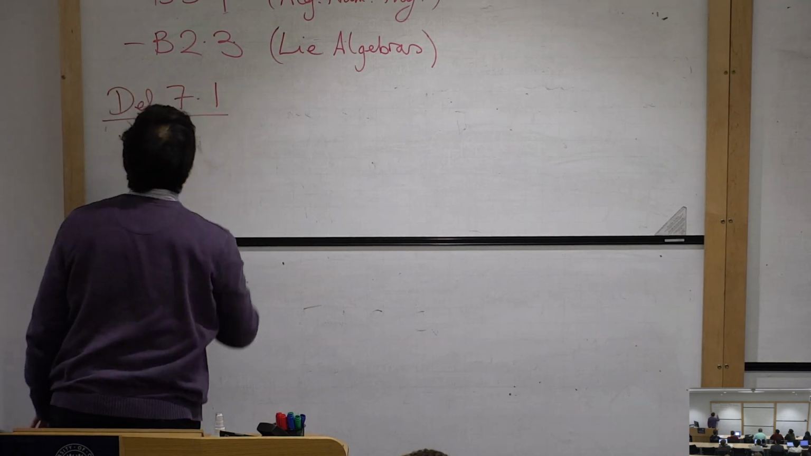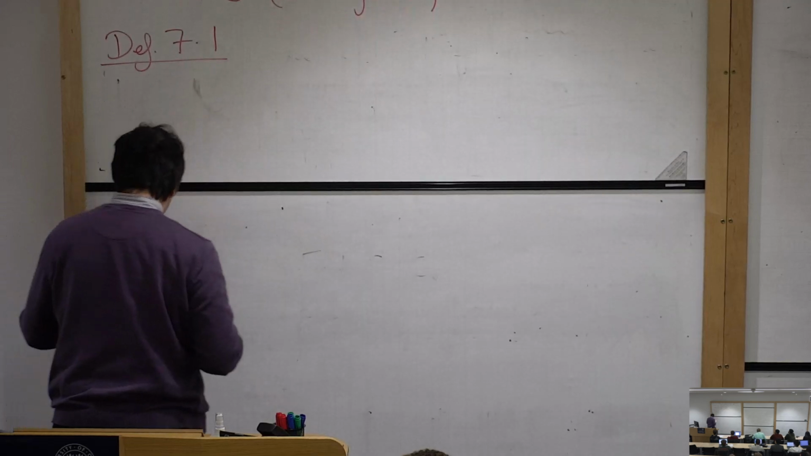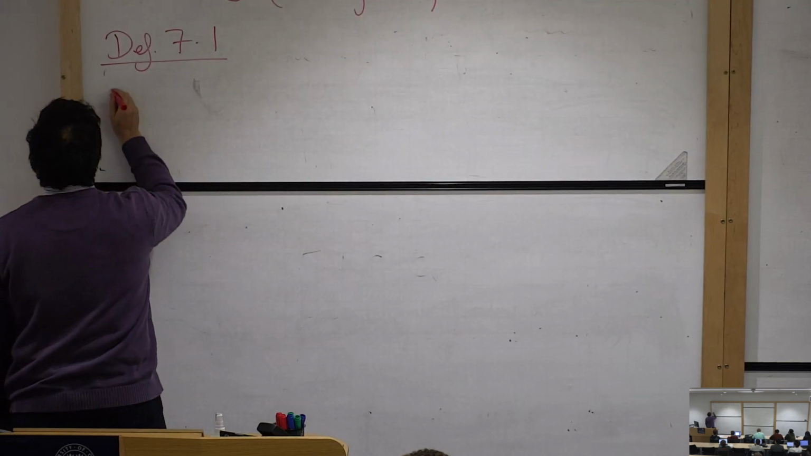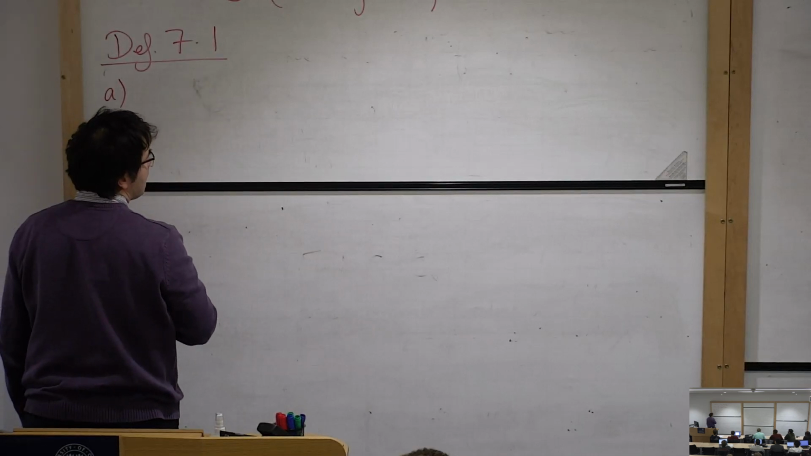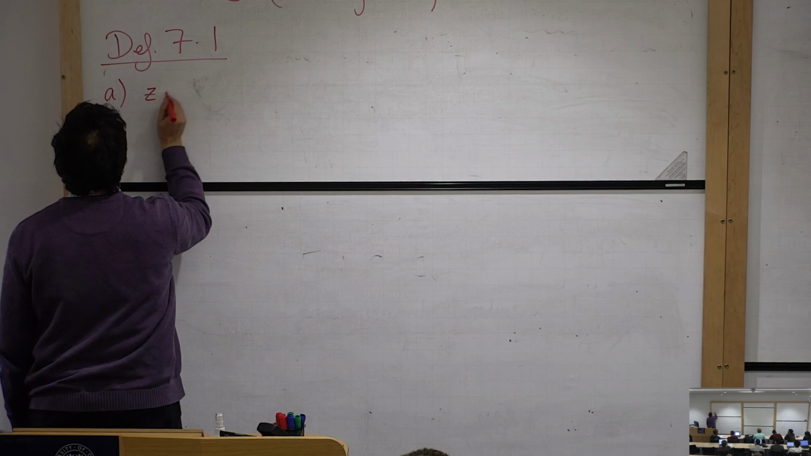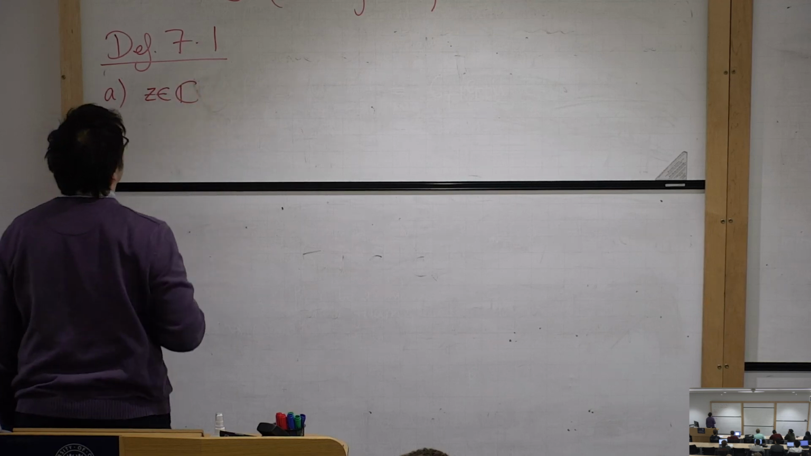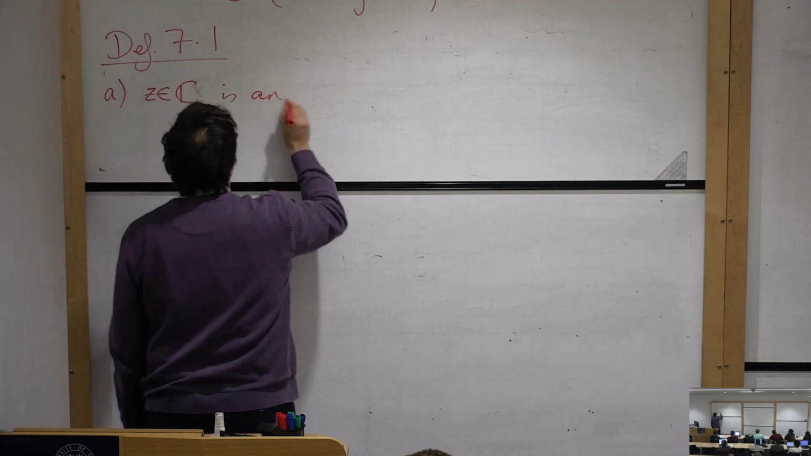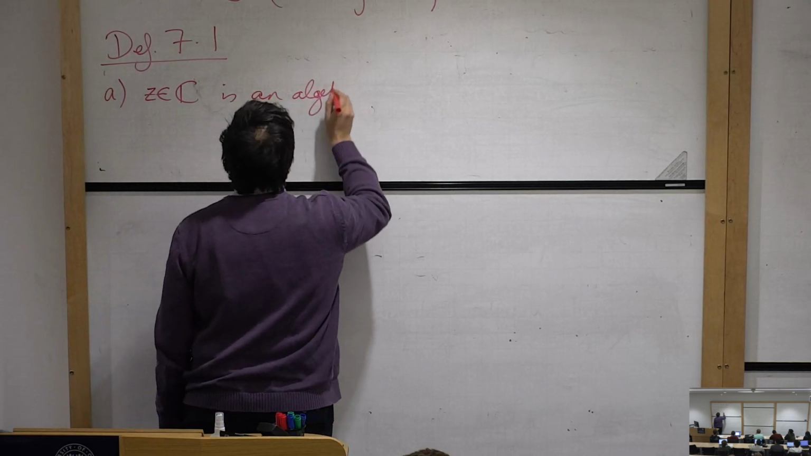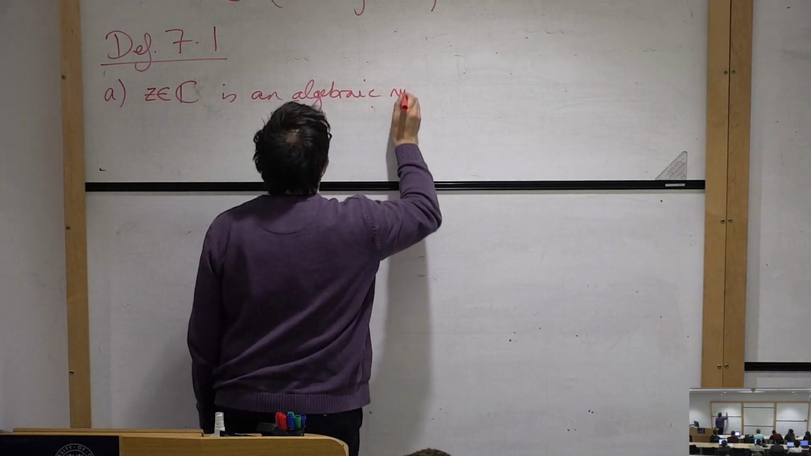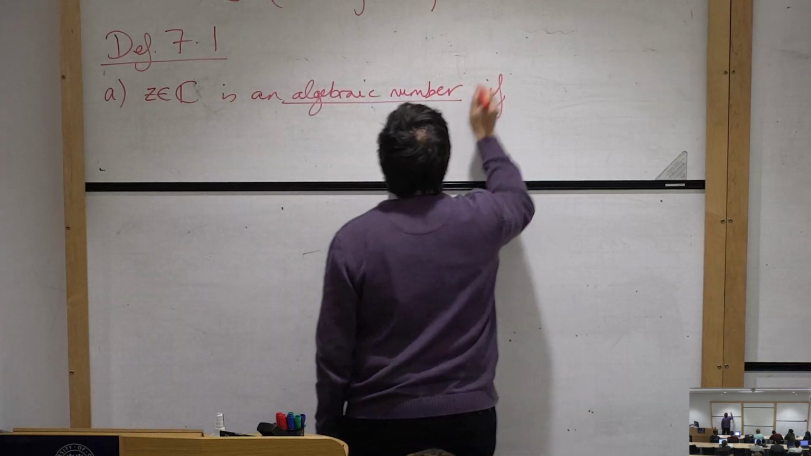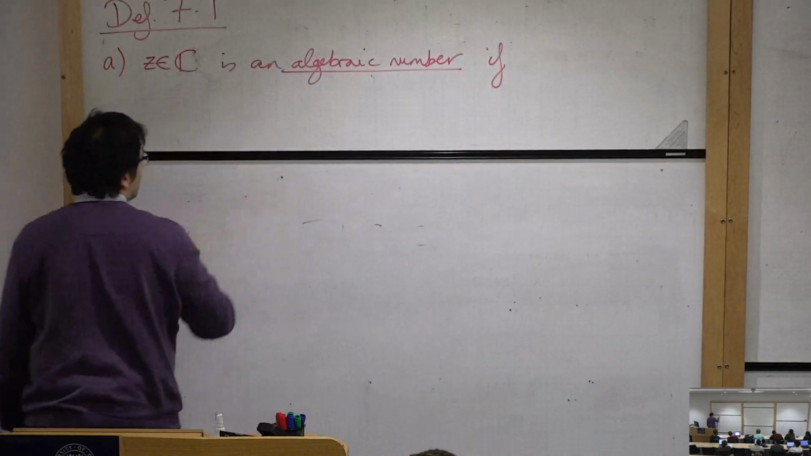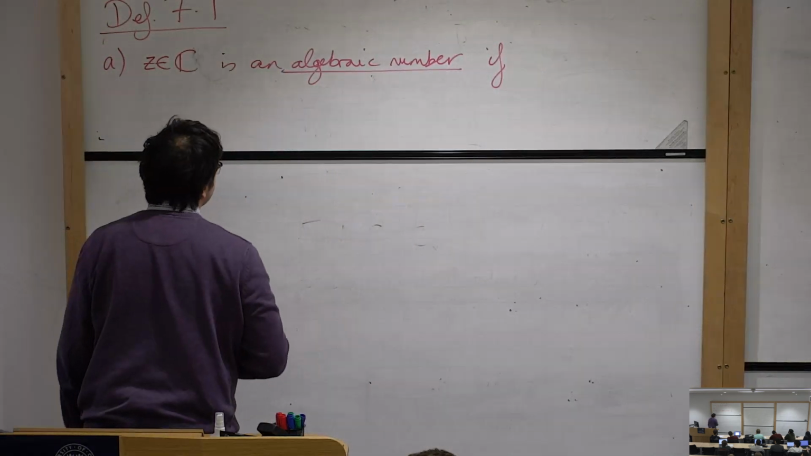What are we talking about? First of all, everyone knows what algebraic numbers are. What's an algebraic number? It's a complex number which is a root of a polynomial equation with rational coefficients.